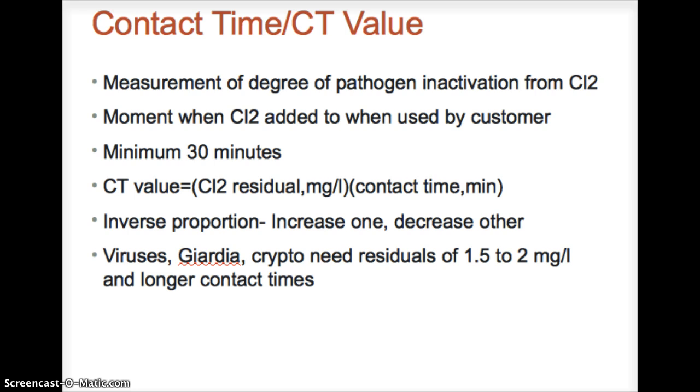Just for information, viruses, Giardia, and Crypto need residuals of 1.2 to 2 milligrams per liter and longer contact times to be effective.